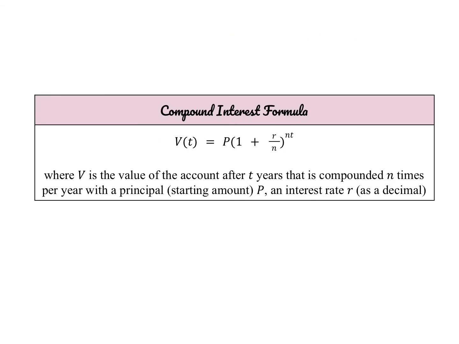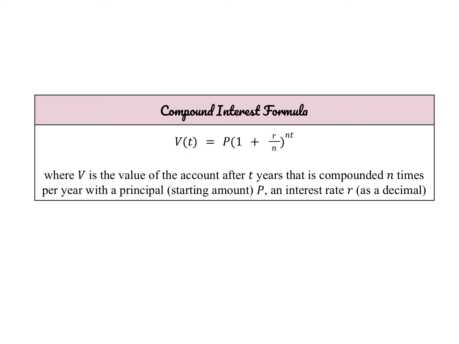So there is a formula that we can use to help us work with this compound interest. So it looks like this. It's V equals P times 1 plus R over N to the power of NT. So V is the value of the account after T years. So T is in years. And it's an account that is compounded N times per year. So N is the number of times your bank pays you interest on whatever is in your account. And P is the principal, so the starting amount, and then R is the interest rate as a decimal.